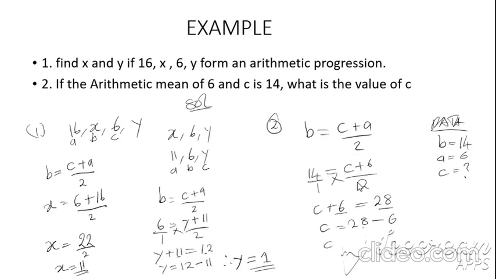A negative. And therefore, what is 28 minus 6? That is 22. So as simple as that. Then you're done. So let me solve some exam questions so that you can understand fully.